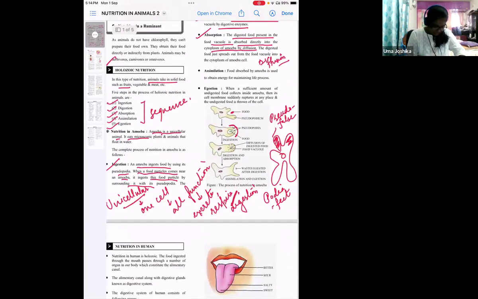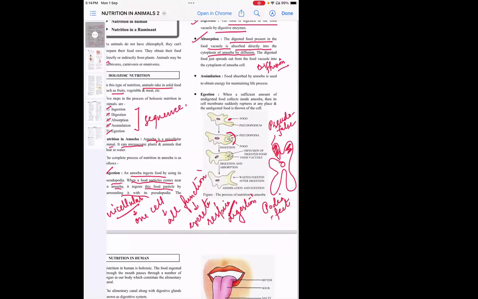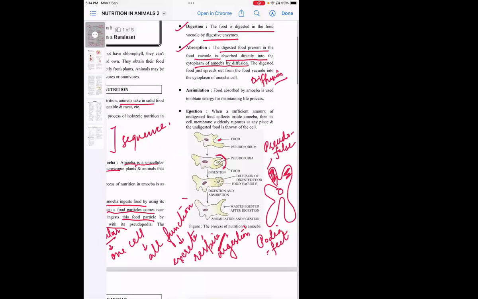Ma'am, diffusion can be performed only in amoeba. It is not supported by humans. No, we do not do that. If we wanted to do it, we would have to survive without breathing for a long time.